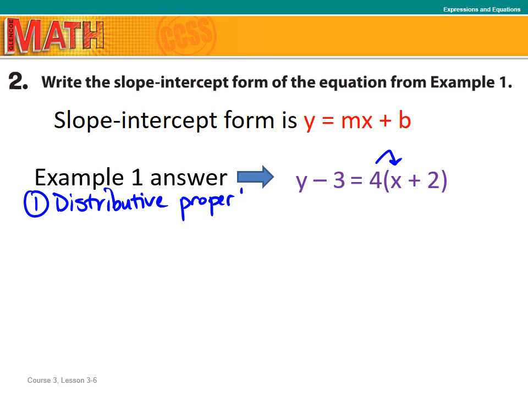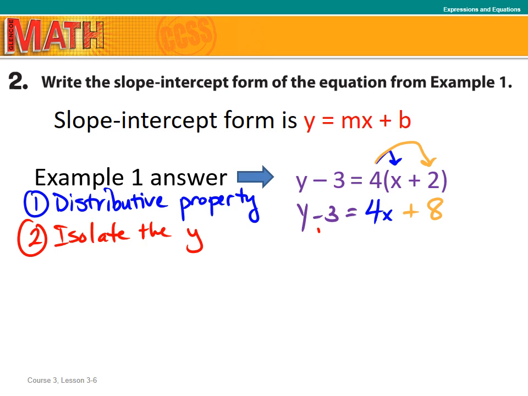Remember to always start off with parentheses. We got to get rid of those right away. So my y minus 3 is going to stay the same, equal to 4 times x, which is 4x. And then we're going to take 4 times positive 2, which is positive 8. It's still not in slope-intercept form, so I'm going to isolate the y.